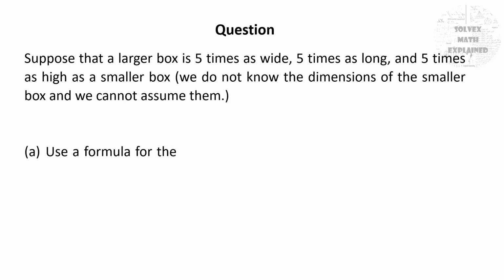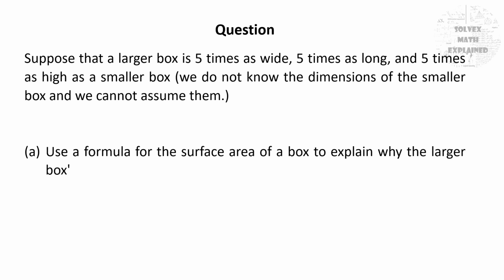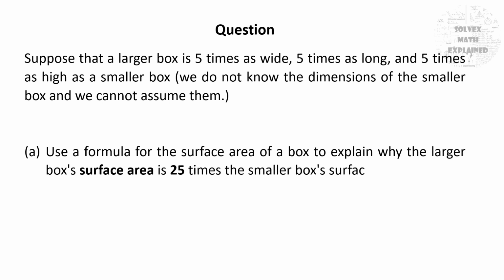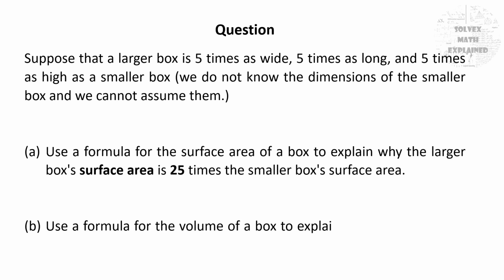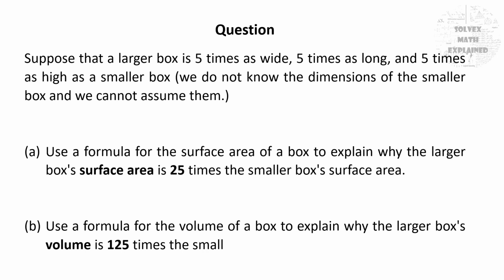In part A, we need to use a formula for the surface area of a box to explain why the larger box's surface area is 25 times the smaller box's surface area. In part B, we need to use a formula for the volume of a box to explain why the larger box's volume is 125 times the smaller box's volume. Let's see how to solve this.